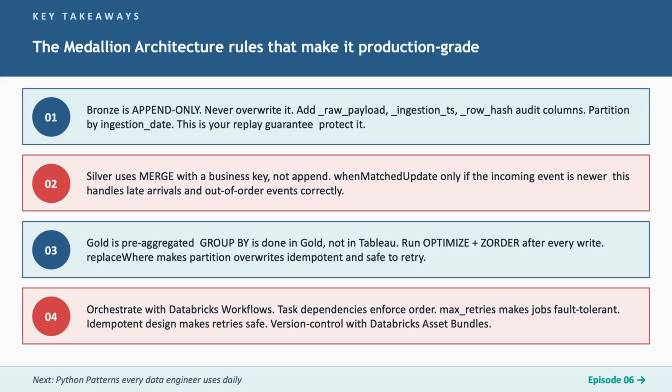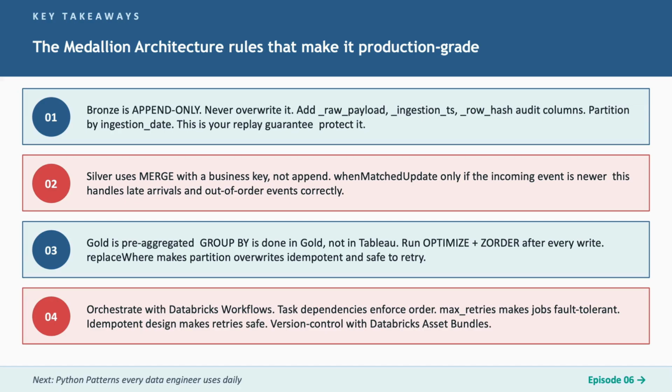2. Silver uses merge with a business key, not append. When matched, update only if the incoming event is newer. This is what handles late arrivals and out-of-order events. Correctly partitioned by business dates, not ingestion dates.